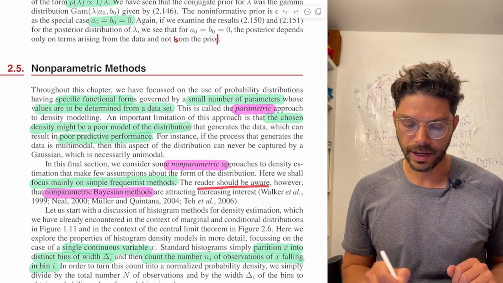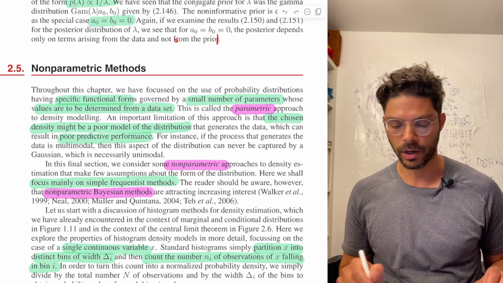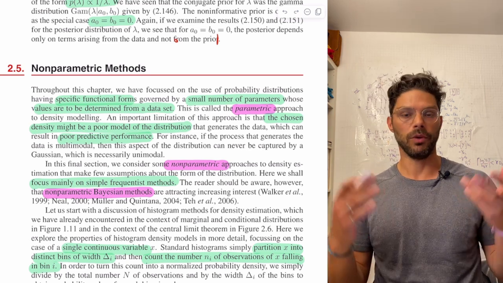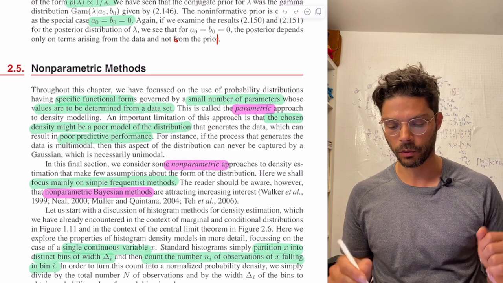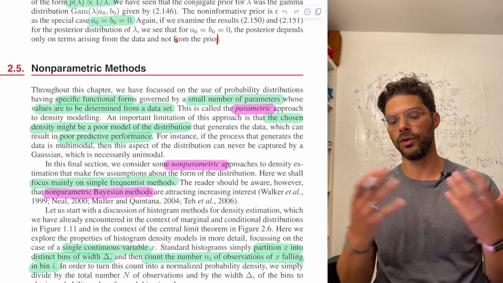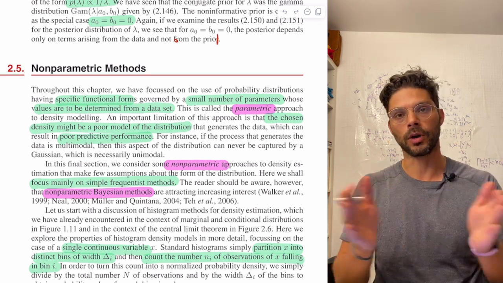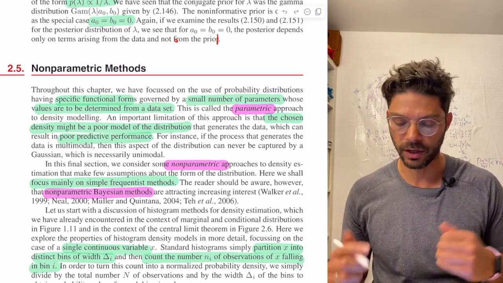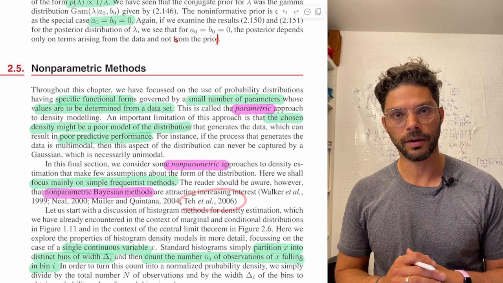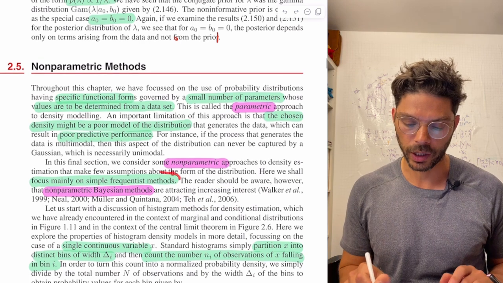The reader should be aware, however, that non-parametric Bayesian methods are attracting increasing interest. This book was written in 2006, when this stuff was coming up. When I did my first postdoc around 2012, it was still a very big topic, and I'm sure there are still people working on this. It's quite cool because it allows you to use Bayesian techniques and distributions that naturally expand to accommodate the data. They get more and more complex as you get more and more data. So it's a very cool topic if you want to look into it. There are some references here that you can pursue. Okay, so we're going to be working on the simple frequentist methods.